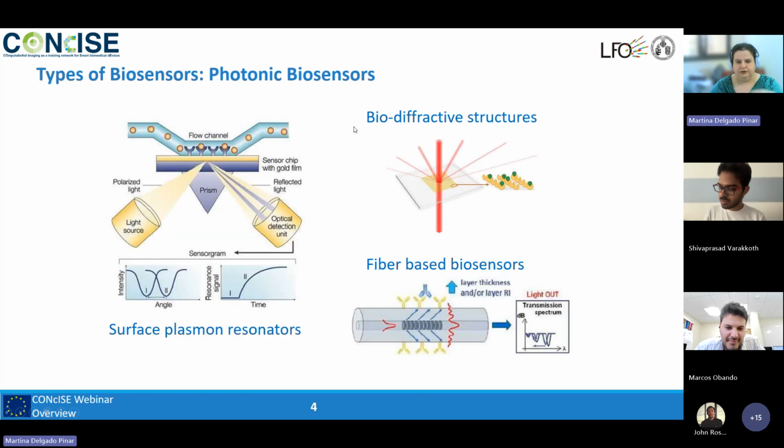Here, I'm going to focus on photonic biosensors. Of course, right now, the gold standard of photonic biosensors is the surface plasmon resonators, which also use optical resonances to operate. But I am going to present two other approaches. One is based on biodiffractive structures. I will explain later what a biodiffractive structure is. And the other one, well, there are two approaches based on fiber-based biosensors.